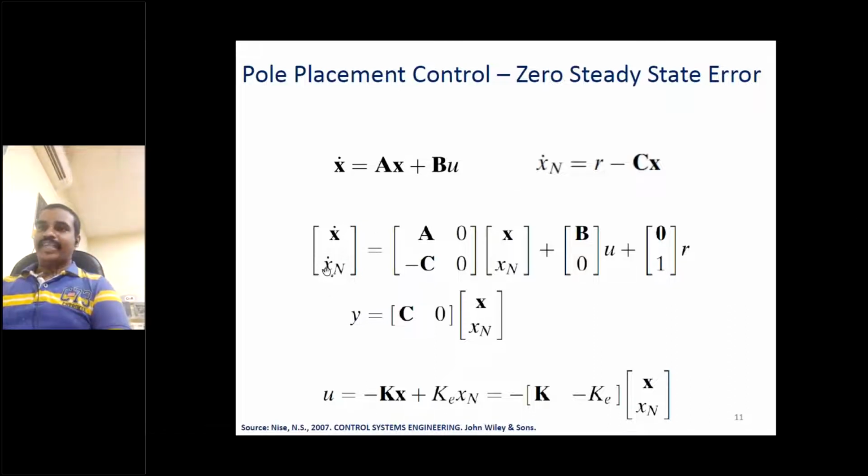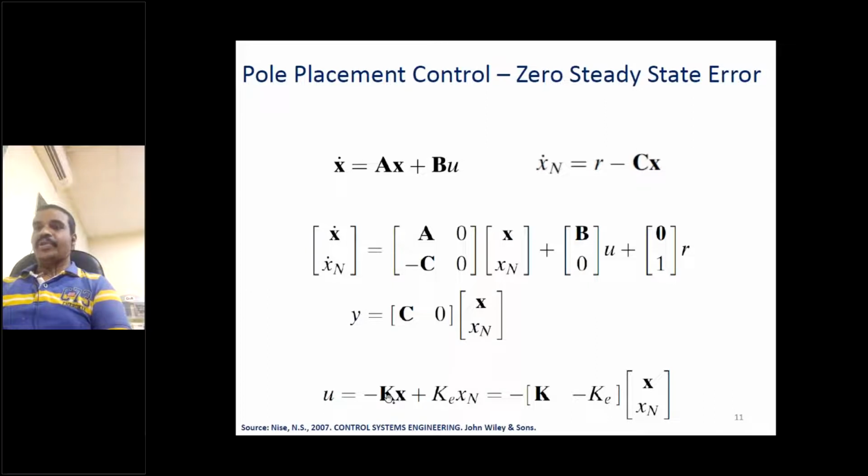The second element, xn dot, equals R minus C into x. So that's why minus C has come here: minus C into x plus 0 into xn. There is no control U term, so 0 into U, and this R term is there. So xn dot equals 1 into R. This is my revised system, or the augmented system. Similarly, y equals C into x plus 0 into xn. This is my revised state, or the augmented state.